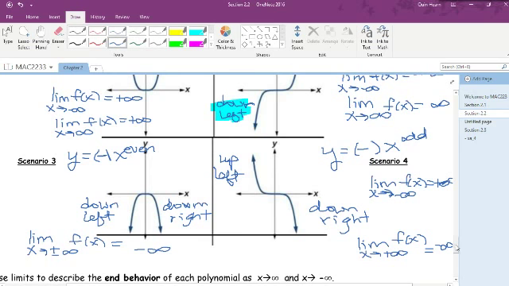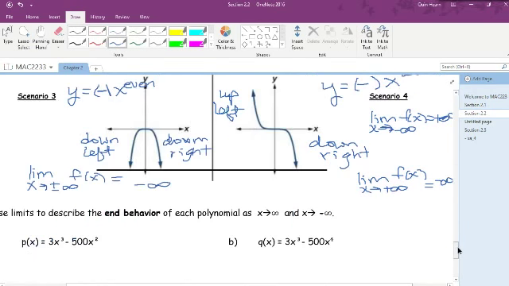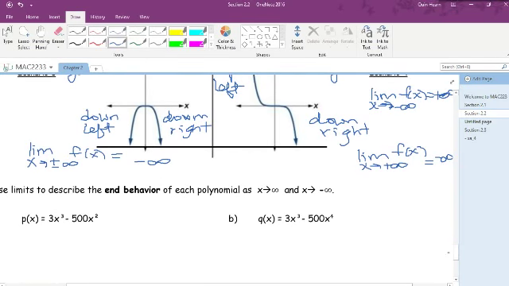Okay, so if I were to give you polynomials and ask you to describe their end behavior, I would want you to pay attention to the highest degree term. So for example here, p of x equals 3x squared. The coefficient is positive and the x is being raised to an odd power. That means it's going to act just like y equals x cubed. It's going to go up to the right and down to the left.